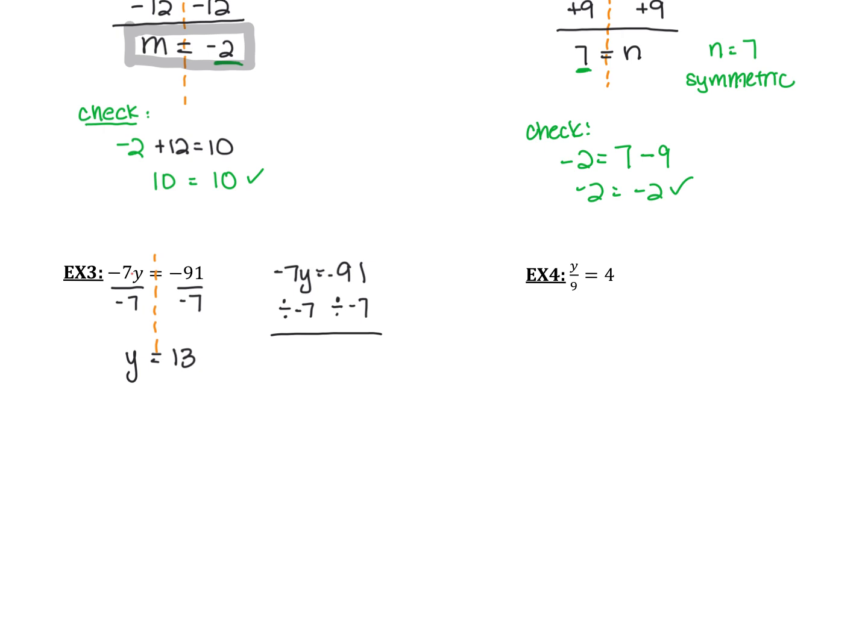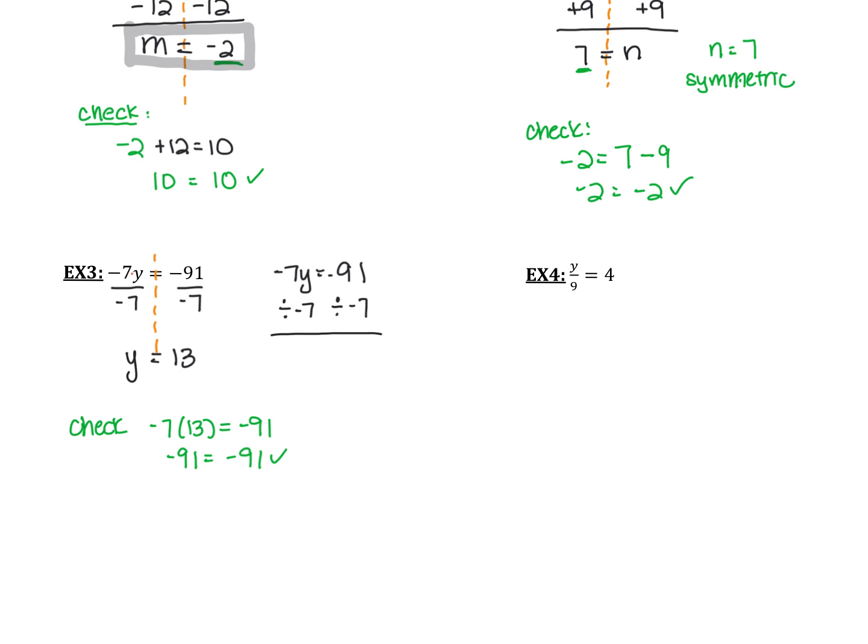And I can check my work. I think that's my answer, but let's just check our work. If I take negative 7 and I multiply it by 13, do I get negative 91? Well, negative 7 times 13, maybe I use a calculator, maybe I can do it in my head. I do get negative 91, so it does check out.